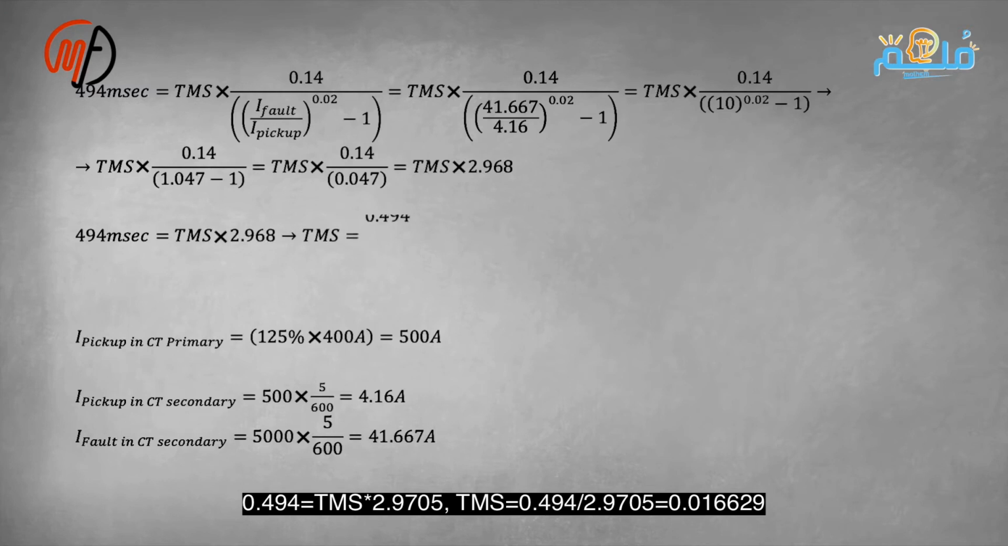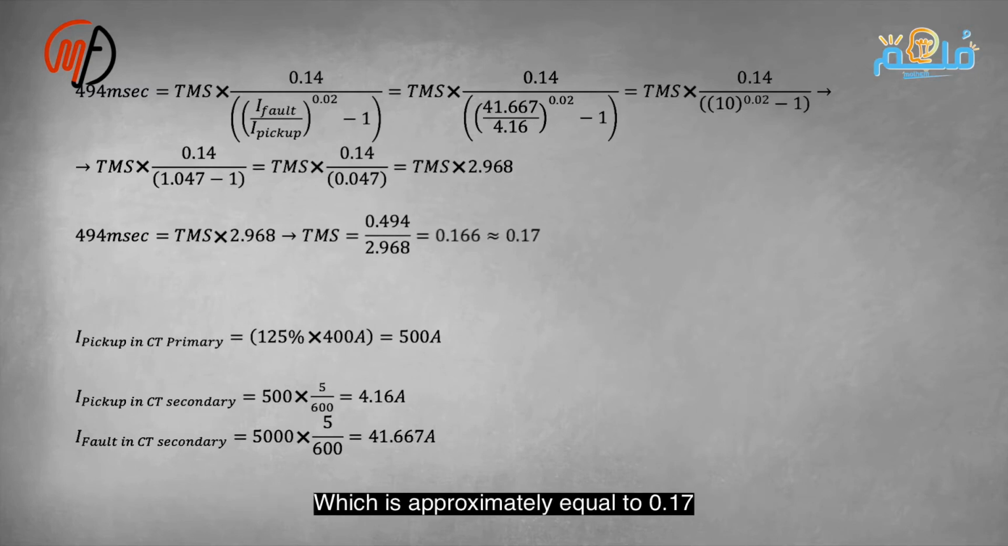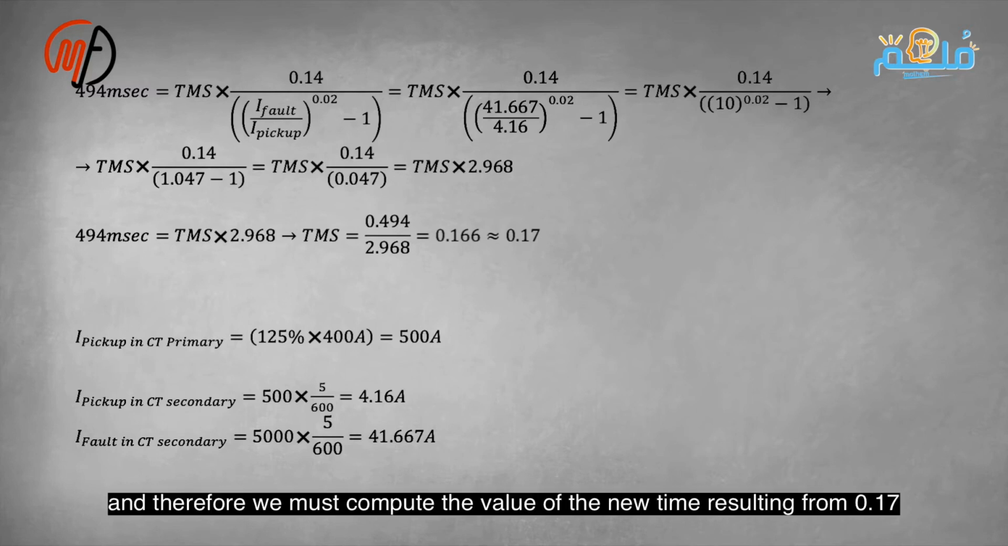Now calculate the new time value for TMS 0.17. The trip time at TMS 0.17 equals 0.17 times 0.14 over 10 raised to 0.02 minus 1, which is 0.505 seconds or 505 milliseconds. Next, set the overcurrent relay on the secondary side of the power transformer.